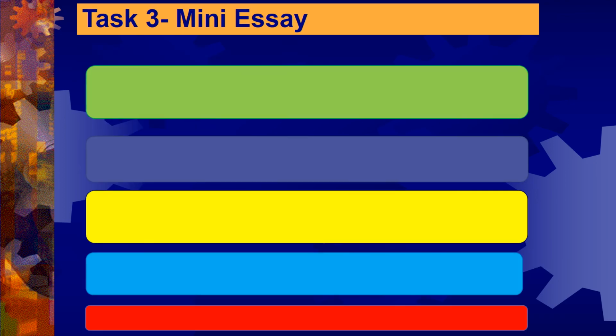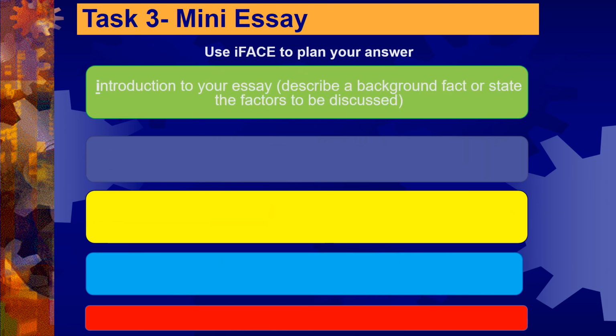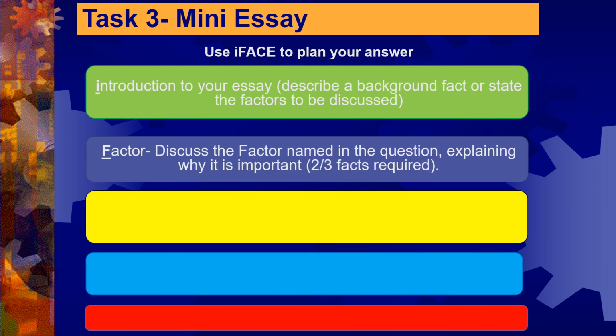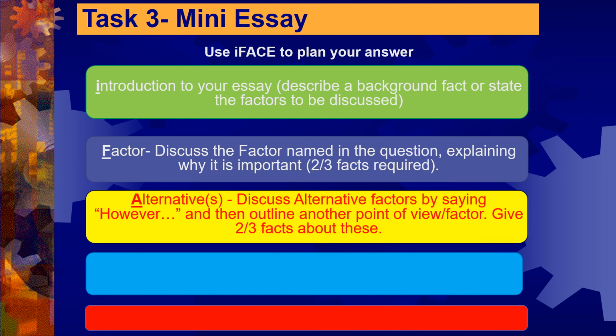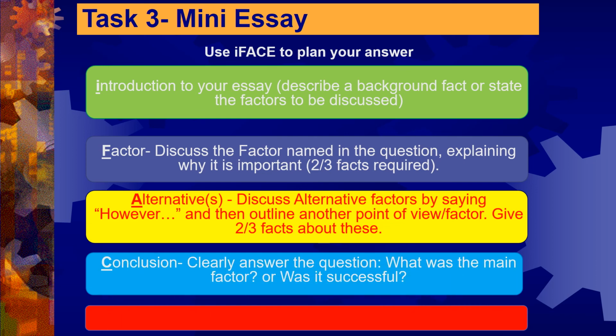Now, how we answer a mini essay question is we use the mnemonic I FACE to plan our answer. Now, what does I FACE actually stand for? I stands for introduction. So you give an introduction to your essay, so you describe a wee bit of background, and you give the factors that you're going to discuss. F stands for factor, so that's the factor named in the question, so you explain why that's important, so you give 2 to 3 facts about that. A stands for alternative factors, so you discuss alternative factors by saying however, and then try and give another couple of points about those. And then C stands for conclusion, so you clearly answer the question, what was the main factor, or was it successful? And then E stands for evidence, so you give one piece of evidence to support your conclusion.